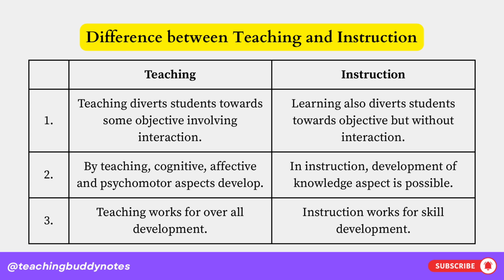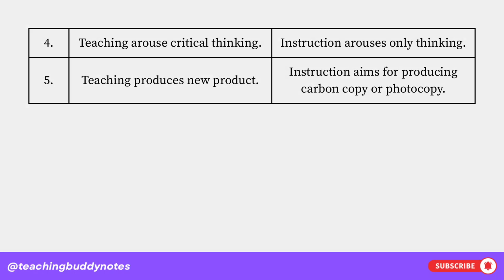Teaching works for overall development. Instruction works for skill development. Teaching arouses critical thinking. Instruction arouses only thinking. Teaching produces new product. Instruction aims for producing carbon copy or photocopy.